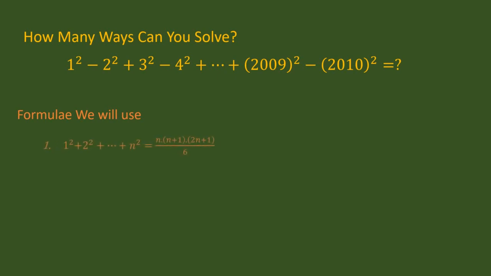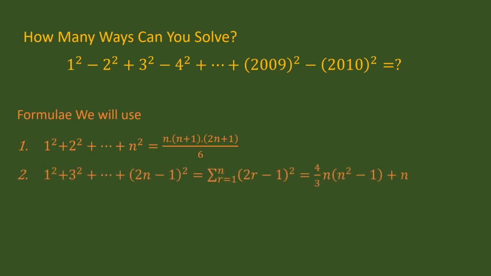Everyone knows that the sum of squares of the first n natural numbers is n times (n plus 1) times (2n plus 1) divided by 6. Secondly, we will use the sum formula for squares of the first n odd natural numbers, which is equal to 4/3 n (n square minus 1) plus n. We will be using these two formulas frequently to prove this result in 3 different ways.